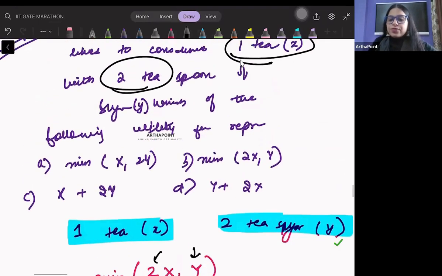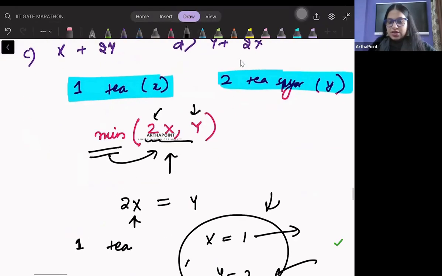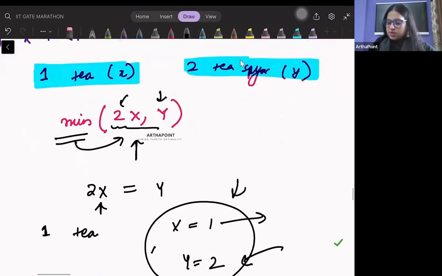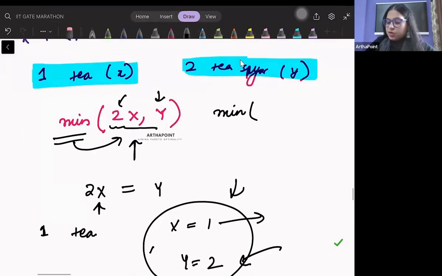ठीक है? तो एक और तरीका है इसको लिखने का. अगर रिवर्स नहीं करने हैं coefficients, तो दूसरा मेथड ऐसा भी हो सकता है that this can be written as min of x, y by 2. This is also the correct form of utility function.